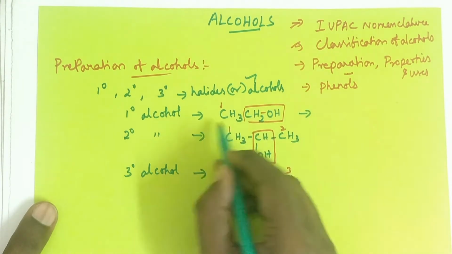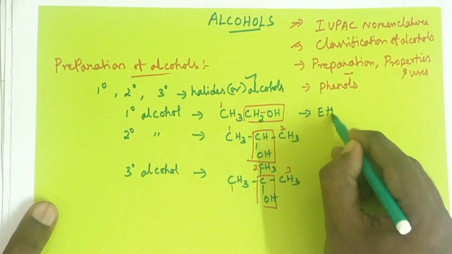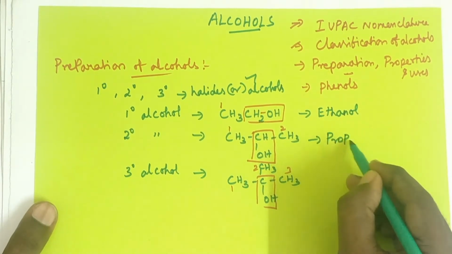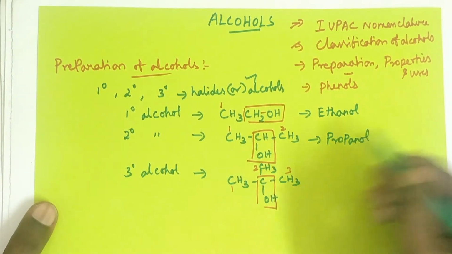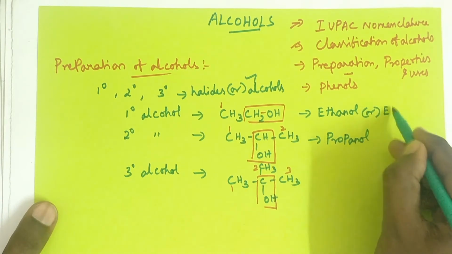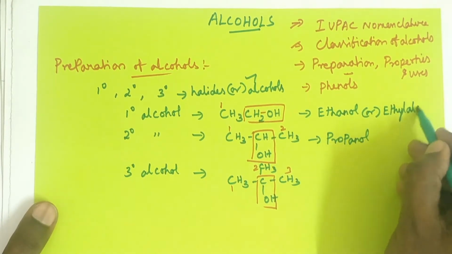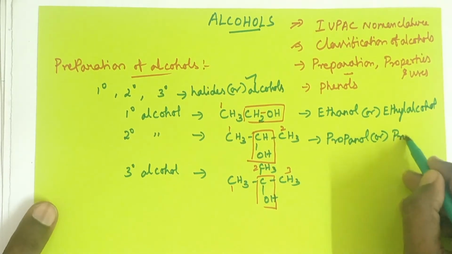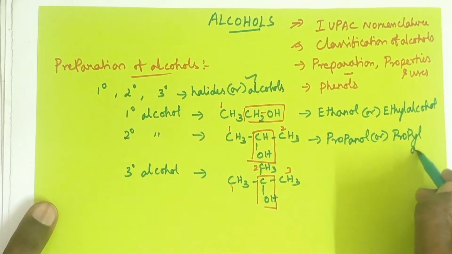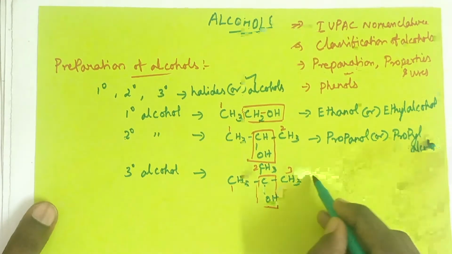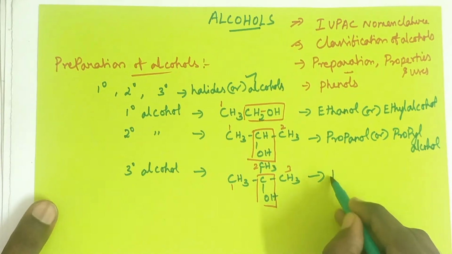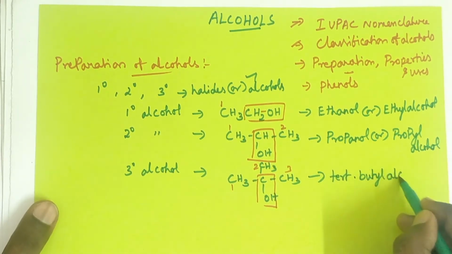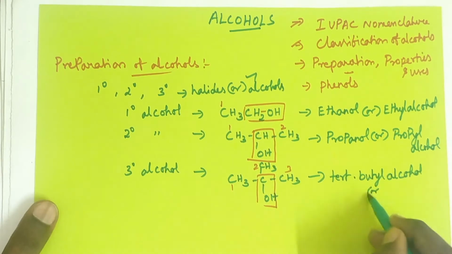If it is a primary alcohol, straight away you write ethanol. If it is secondary, propanol or propyl alcohol. Any one name you write, either common name or IUPAC name. So the common name is ethyl alcohol, IUPAC name is ethanol. For propanol, the common name is propyl alcohol. If tertiary, the common name is tertiary butyl alcohol.